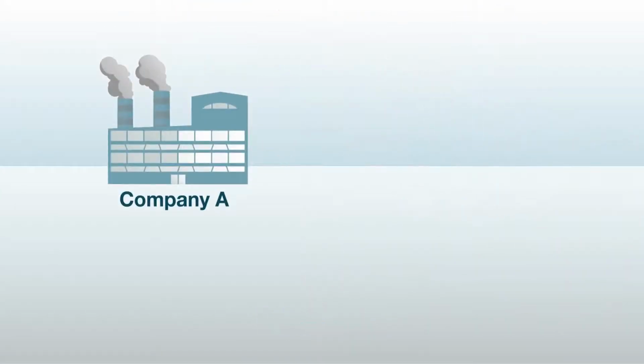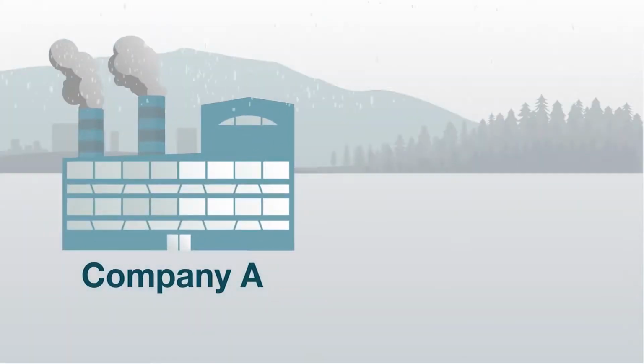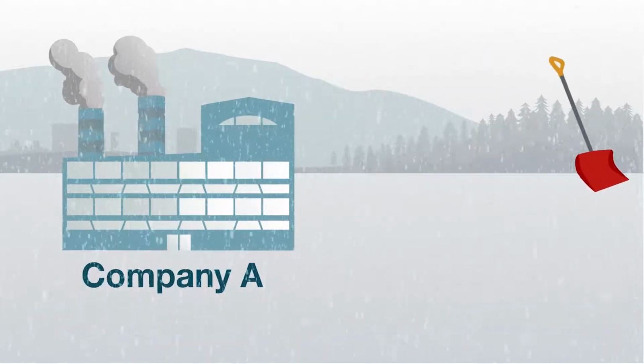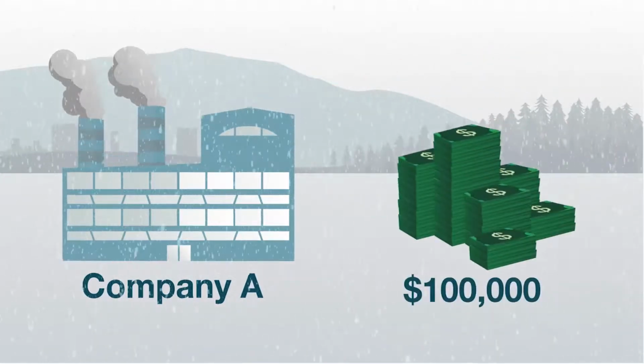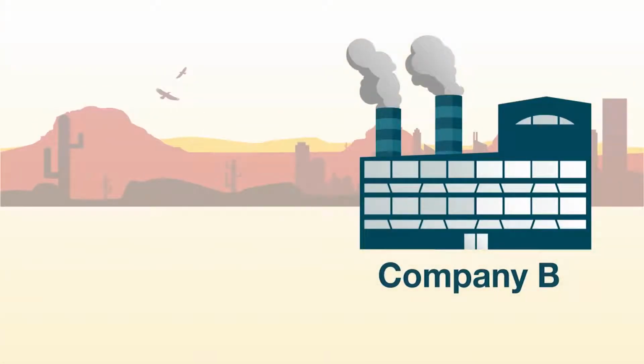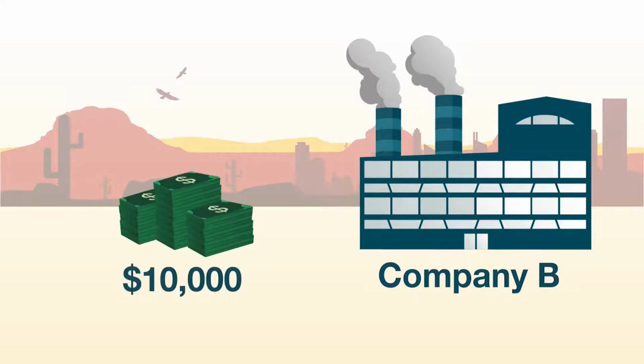Let's say Company A is located in Wisconsin, which gets a lot of snow. Therefore, Company A sells a lot of shovels and earns a profit of $100,000 a year. Company B is located in Texas. While Texas is a big state with a high population, it doesn't receive much snow. Therefore, Company B only earns a profit of $10,000 a year.